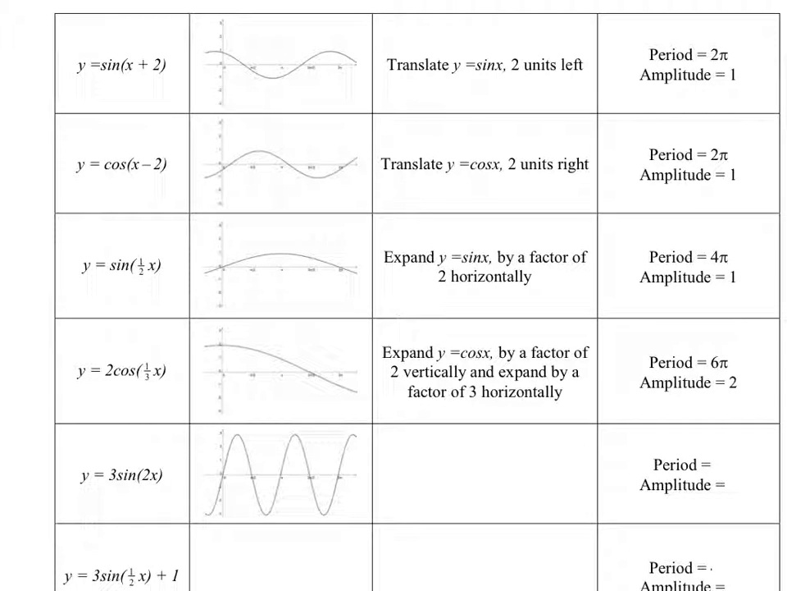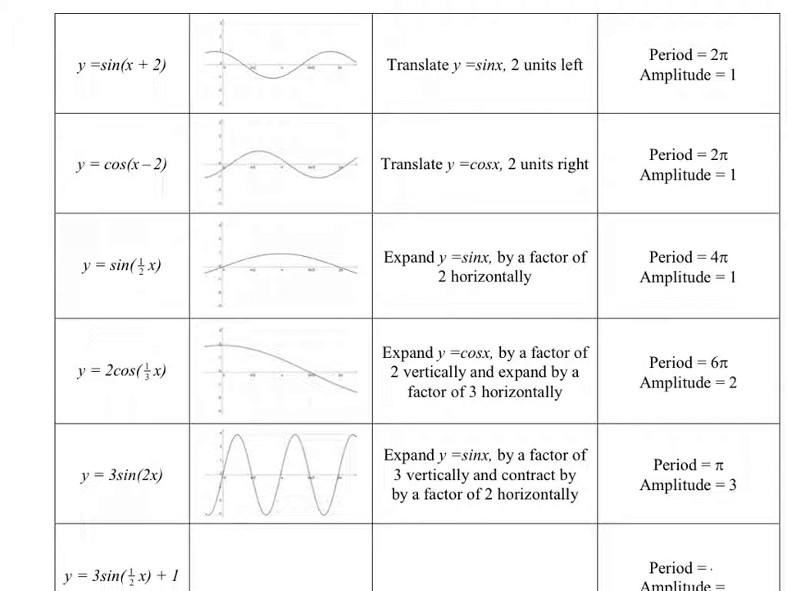Okay, so in this case here, the period is just pi and the amplitude is 3. We can describe that by saying it's a vertical stretch of factor 3 and a horizontal contraction by factor of 2.